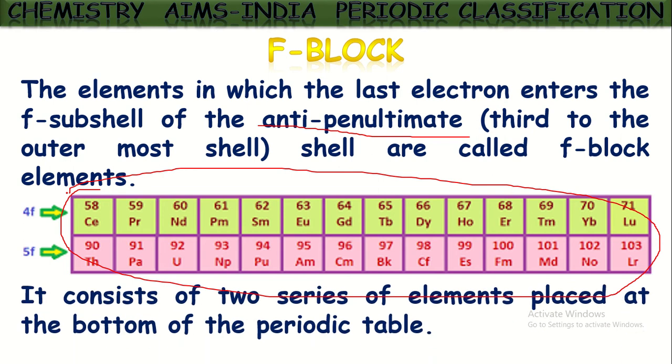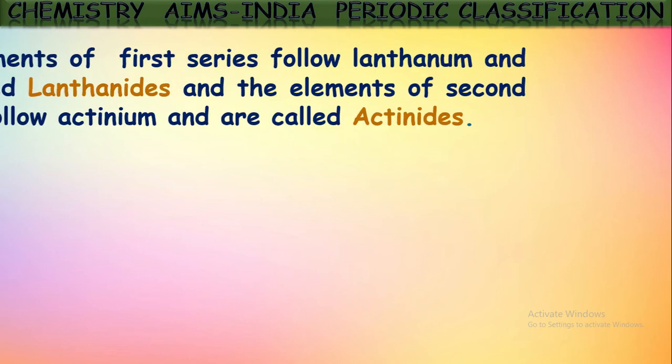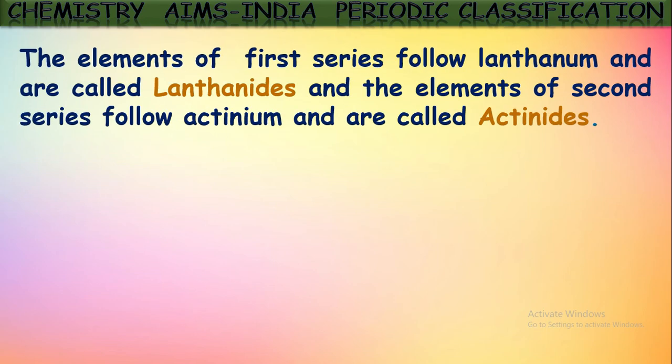It consists of two series of elements placed at the bottom of the periodic table. The elements of the first series follow lanthanum, hence they are called lanthanoids. These elements exhibit chemical properties similar to lanthanum, so they are called lanthanoids. They are cerium to lutetium. The elements from cerium to lutetium are followed by lanthanum. That's why these are specially called lanthanoids.